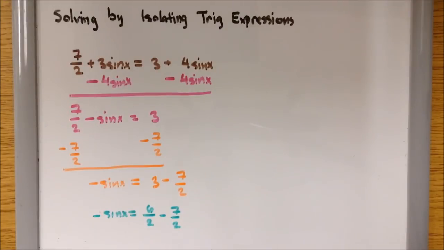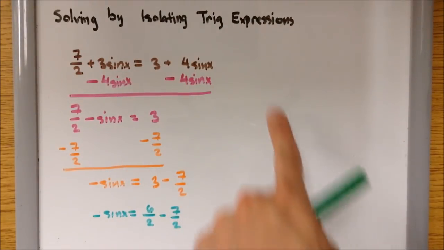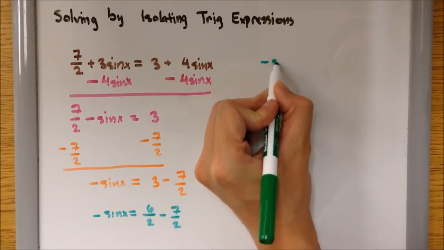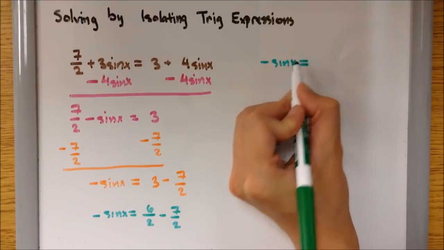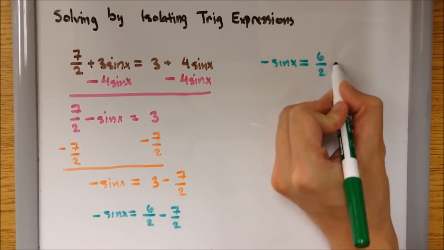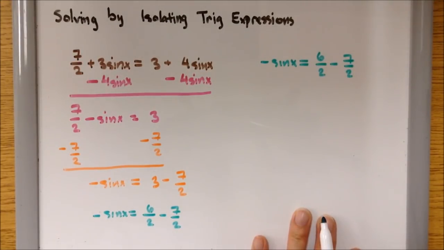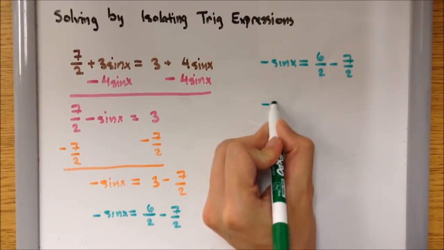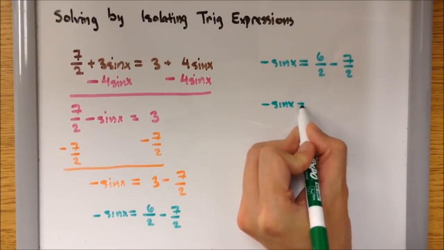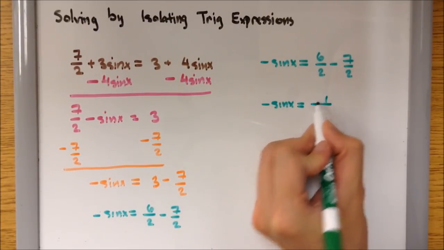Now, if you have any question on how I got that, I would recommend to refer back to your previous notes of previous sections, go back to your test, and see how you worked with fractions of common denominator. So I'm going to write this part over here for more space. Now, since we have negative sine x equal 6/2 minus 7/2, it will become negative sine x equal to negative 1/2.